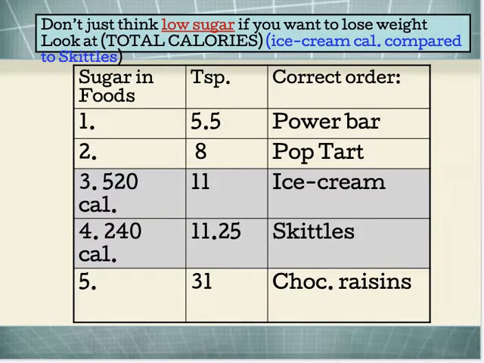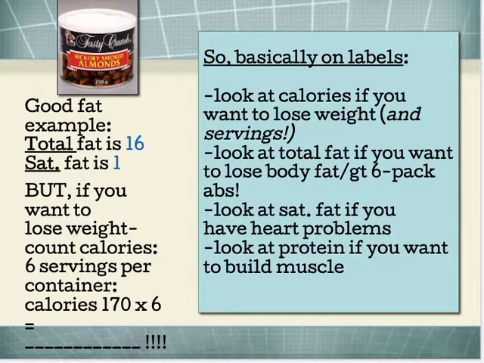So as we look at the second list here, there's a little glimpse at that one. Basically on labels, you can look at the calories if you want to lose weight, and servings, remember. You can look at the fat if you want to lose body fat and get that six-pack of abs. You can look at saturated fat if you have heart problems, and you can look at protein if you want to build muscle. So a good fat example would be total fat is 16, but the saturated fat is only 1. But if you want to lose weight, count calories, not fat grams.